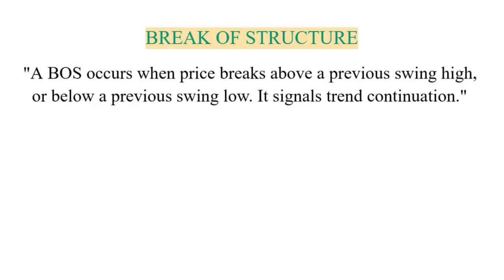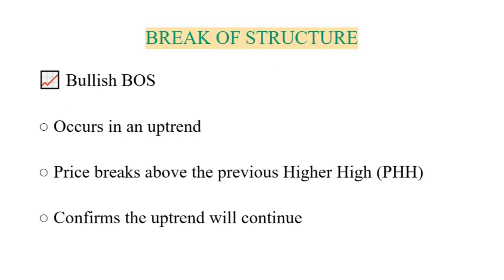Part 3. BOS, break of structure. Alright, let's dive into the first core concept, BOS, break of structure. A BOS occurs when price breaks above a previous swing high or below a previous swing low. It signals trend continuation. Bullish BOS occurs in an uptrend. Price breaks above the previous higher high, PHH, confirms the uptrend will continue.